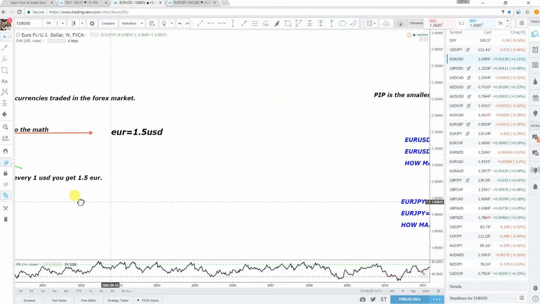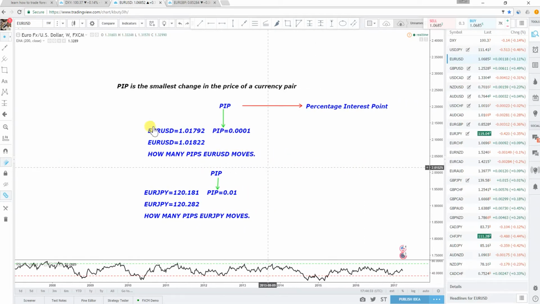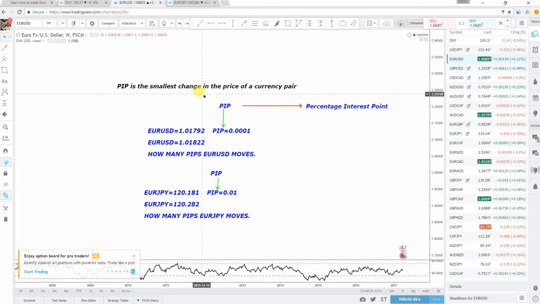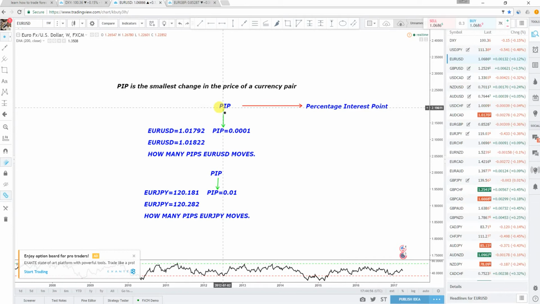Let's go to the pip. The pip, in definition, is the smallest change in the price of a currency pair. The smallest thing is the fourth number behind the comma. By the way, guys, pip is an abbreviation of percentage interest point. PIP, percentage interest point.